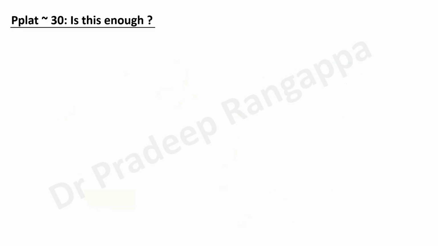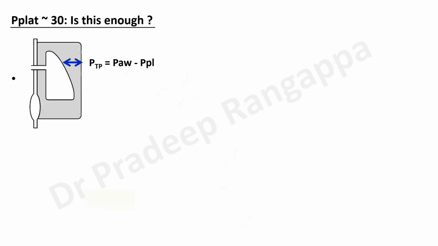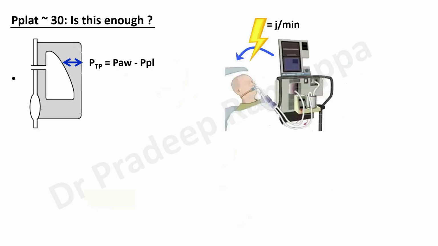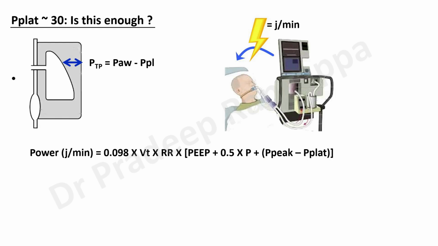So then the question comes, P plat of 30, is this enough? We have understood that transpulmonary pressure, which is airway pressure minus pleural pressure, may not be the only indicator that can determine how safe we are ventilating the patients. Mechanical power is the energy that a ventilator transfers to the ventilated patient, causing injury to the lungs. So for all the settings you do, respiratory rate, flow, volume, PEEP, driving pressure, P plat, when we set all these, there is a transfer of energy to the patient on a ventilator, which is calculated as joules per minute, and that is what we call mechanical power.